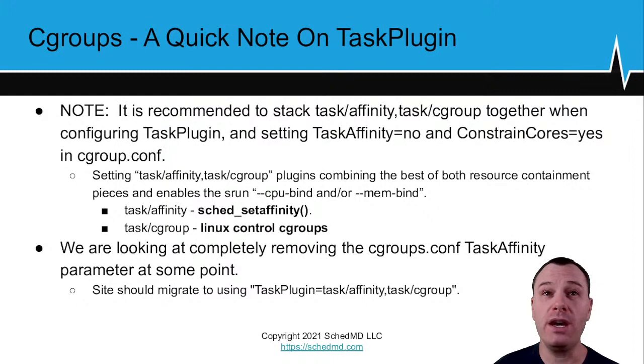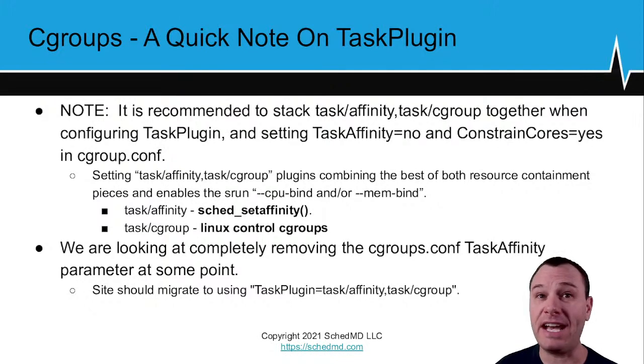Moving along, a quick note on TaskPlugin. We recommend stacking Task Affinity and Task Cgroup together. We have seen a number of configurations where only Task Affinity is set up, which is not ideal. Most sites want to set the Task Affinity and Task Cgroup, as this combines the best of both worlds when constraining resources. Note that both options will enable the srun --cpu-bind and --mem-bind options.